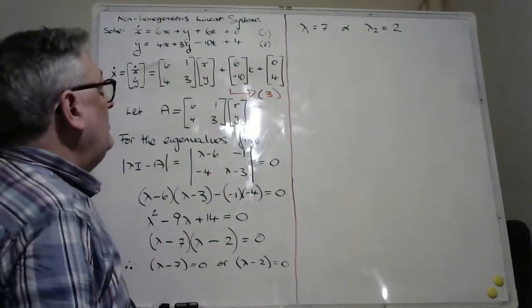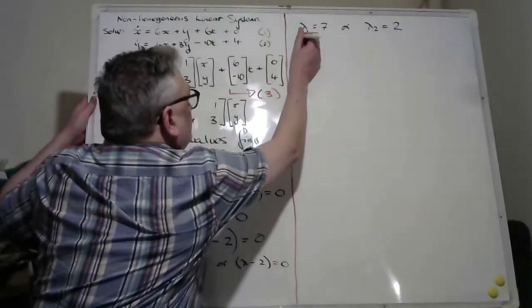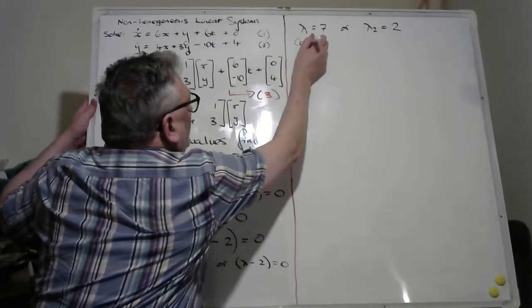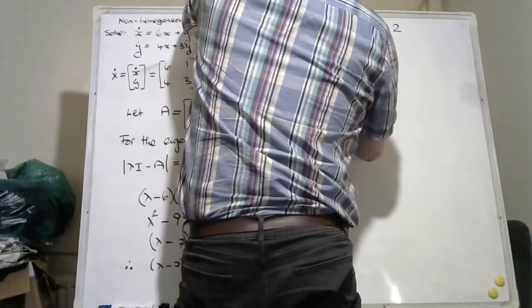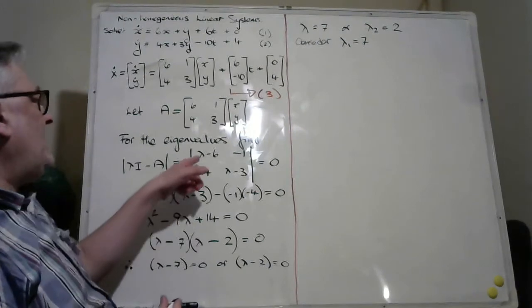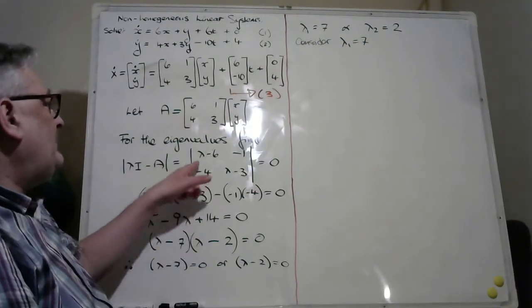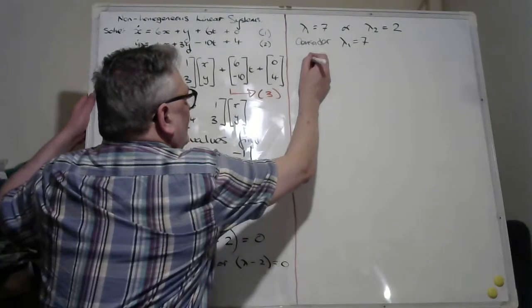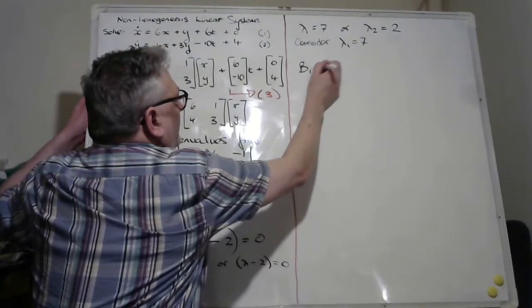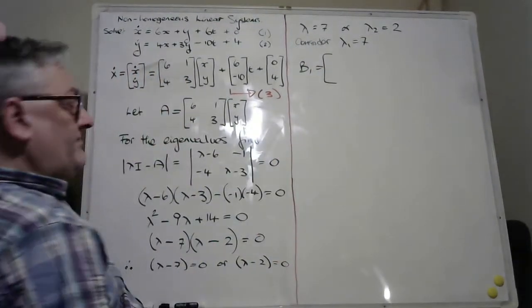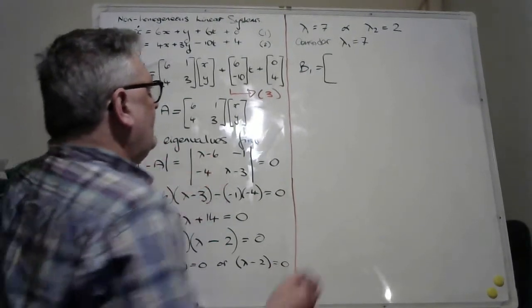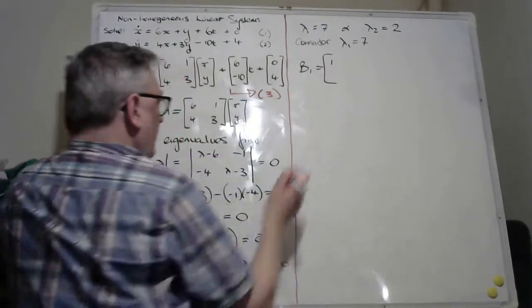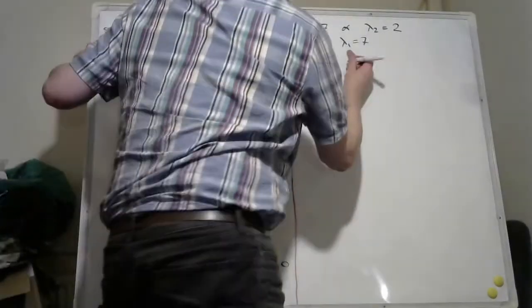Right, so consider lambda 1 equals 7. So when lambda is equal to 7, this matrix can be written as, we'll call it B1. Well, I'll do this without writing it down to conserve space. 7 minus 6 is just 1. Then we've got minus 1 here.